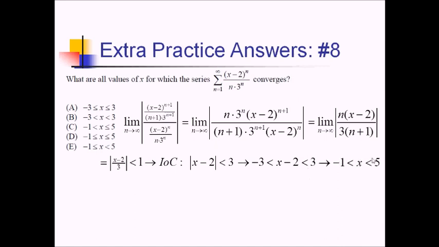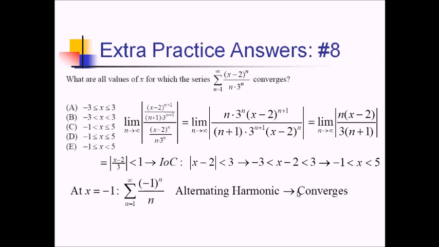But I'm not really sure about that because I have to test the endpoints here. Since we found this interval of convergence with the ratio test, the endpoints are ambiguous. So if x equals negative 1, let's see what happens there. That would be negative 1 minus 2, so negative 3 to the n. Negative 3 to the n over 3 to the n is really just negative 1 to the n. We still have an n in the denominator. This ends up being the alternating harmonic series, which we know converges.